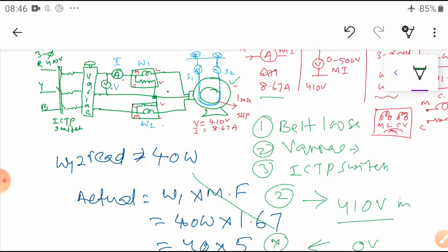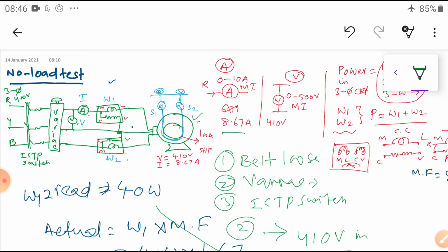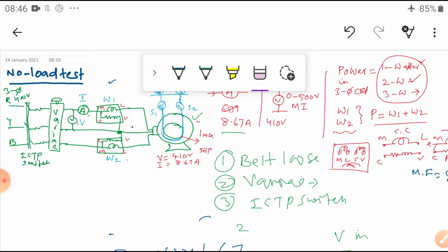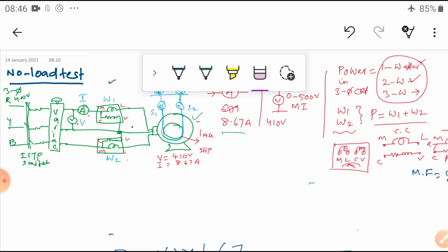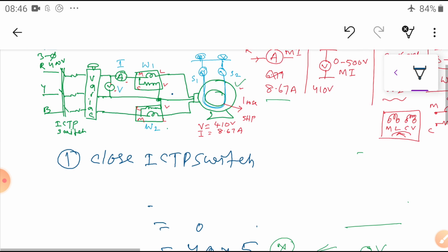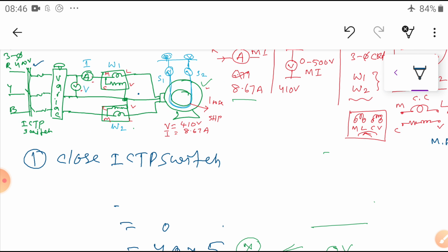Now, what is the procedure? Now I want to do the experiment. So how to do this experiment? We will see. Now we can take this one. What is the procedure first? Give the connections. Close the ICTP switch. Okay, close the ICTP switch.